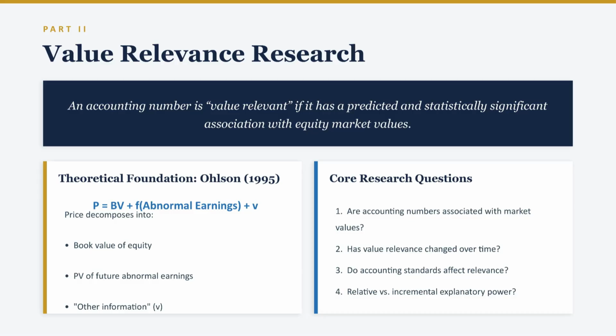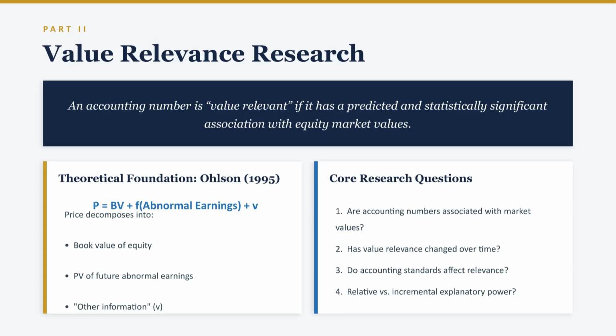The Ohlson 1995 model specifically decomposes stock price into three components: book value, abnormal earnings, and other information, not yet captured in the accounting system. This framework has been enormously influential because it gives researchers a clean theoretical link between accounting fundamentals and equity valuation.